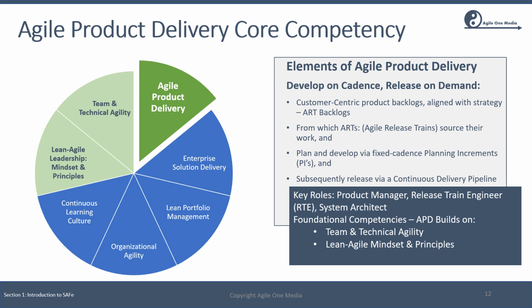There are a set of governance or orchestration mechanisms to support the operation of PIs, specifically PI planning, ART syncs, and system demos. And we also have a set of roles associated with ART governance, for example, the product manager and release train engineer roles. Finally, agile product delivery is built on a foundation of two other core competencies, namely team and technical agility and lean agile mindset and principles.